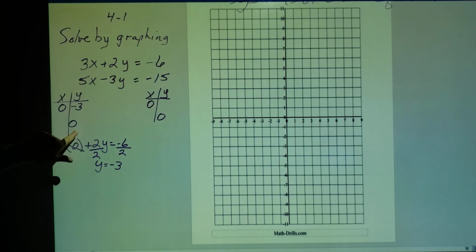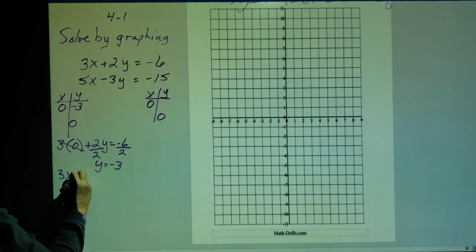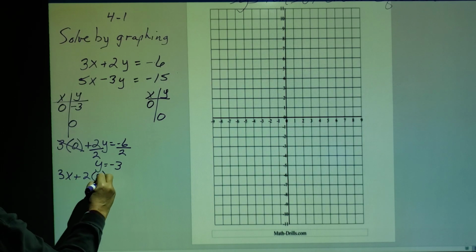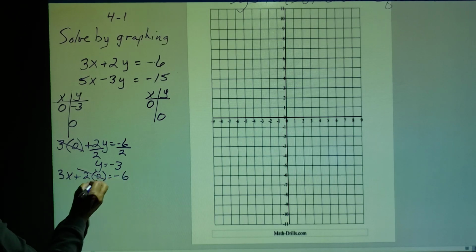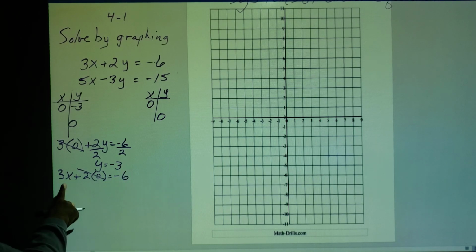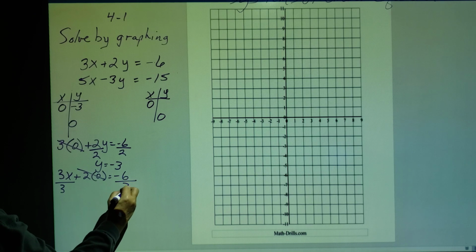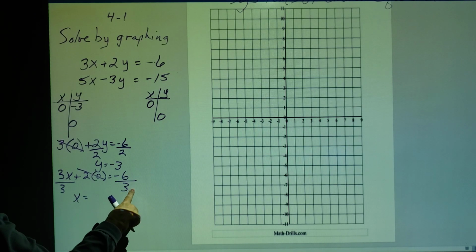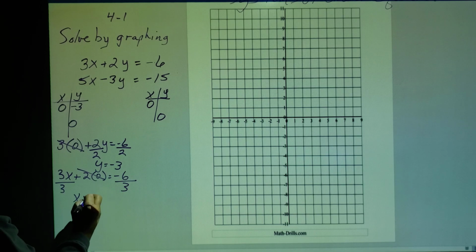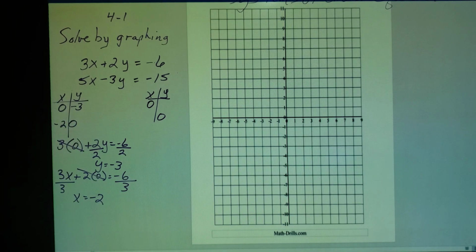Next, we substitute a 0 in for y. So we end up with 3x plus 2 times 0 equals -6. Again, the 2 times 0 goes away. We have 3x equals -6. So we end up dividing by 3 on both sides. x is equal to -6 divided by 3 gives us a -2. So the -2 goes here.